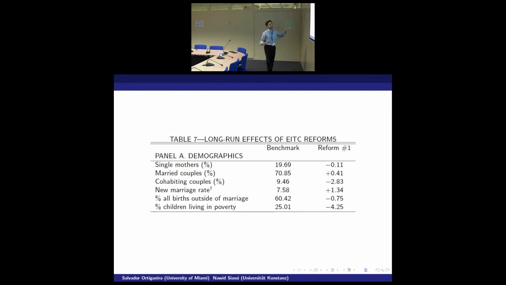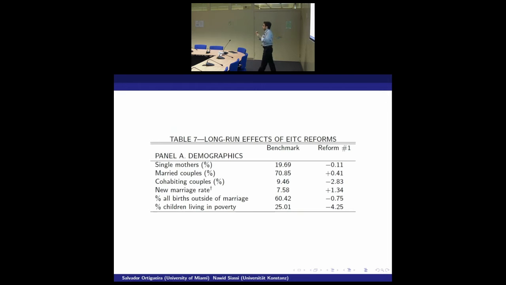First on population. So obviously the fraction of single mothers, cohabiting couples, and married couples is endogenous. So in the long run it will change the number of people in each marital status. So the fraction of single mothers goes down. This is the value in the benchmark calibration, and this is the difference between the new value and the old one. So basically it goes down 0.11%. So there will be fewer single mothers.